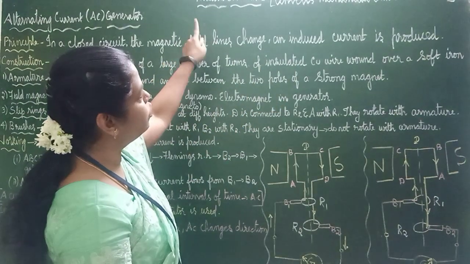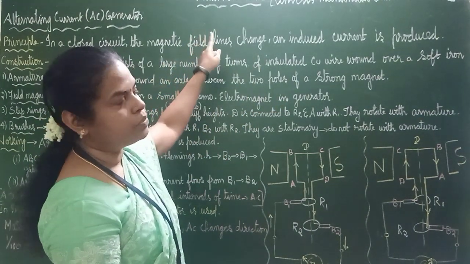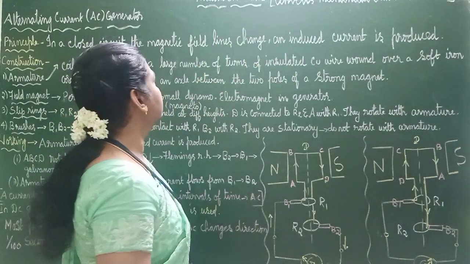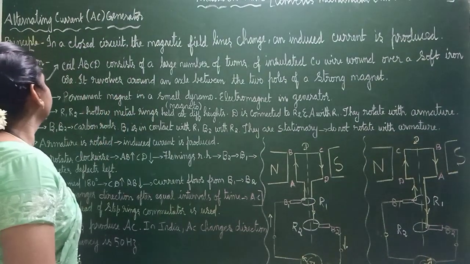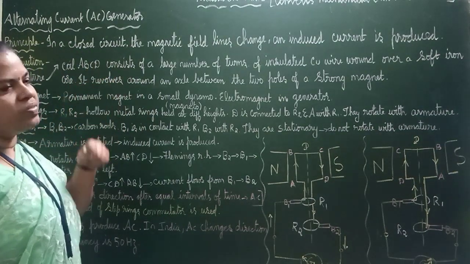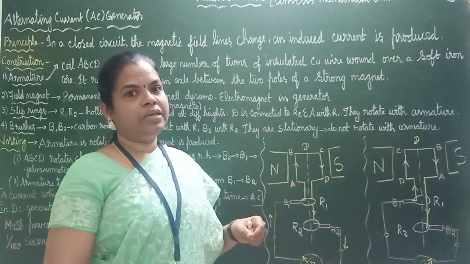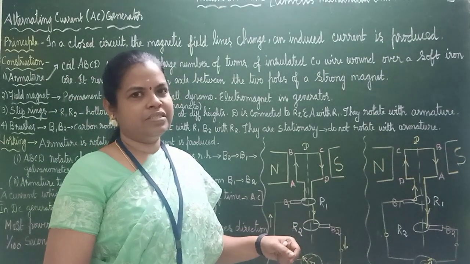So it's very important. What is an electric generator? It's a machine which converts mechanical energy into electrical energy. There are two types of generators, AC generator and DC generator. I will be explaining about AC and DC in the next video.